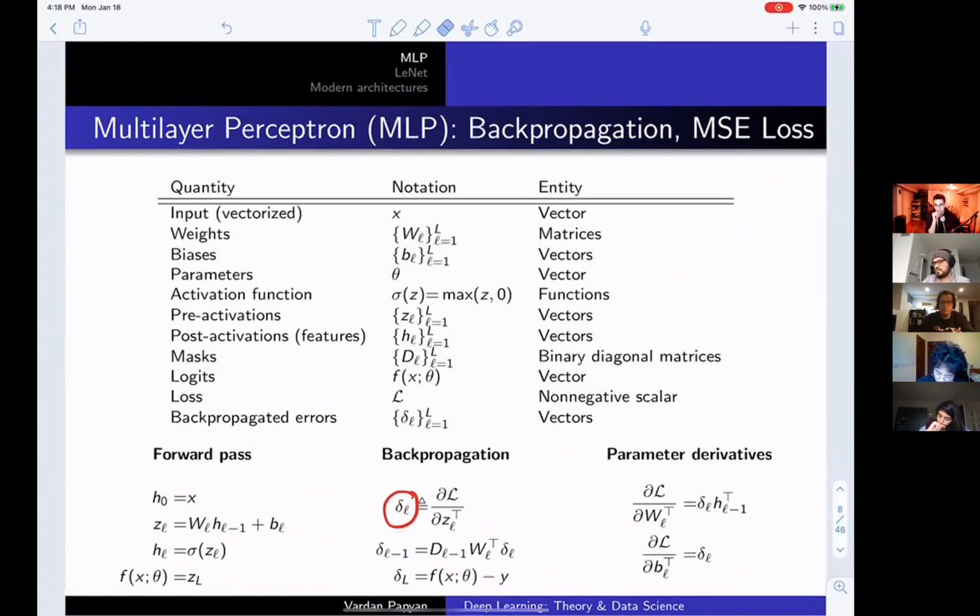So this equation is basically saying that you start with a backpropagated error at a certain layer, you multiply by the weight transpose, you multiply by the mask, and then you get the backpropagated error at a previous layer.